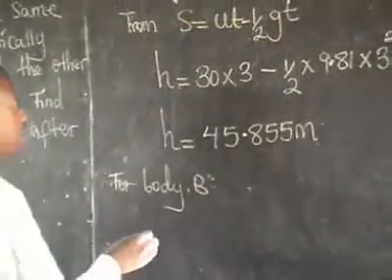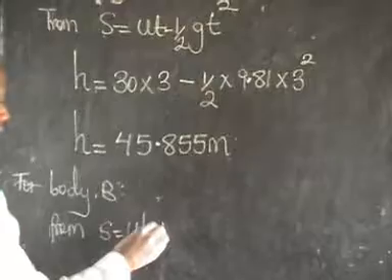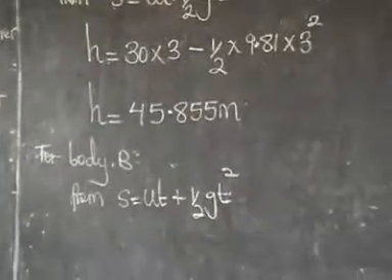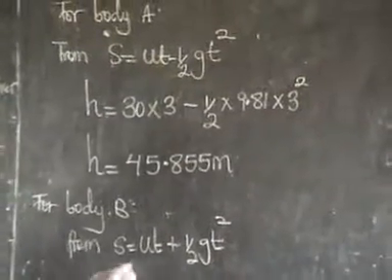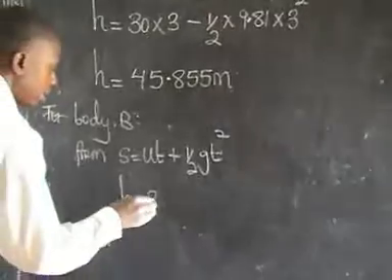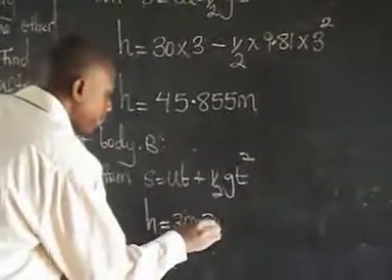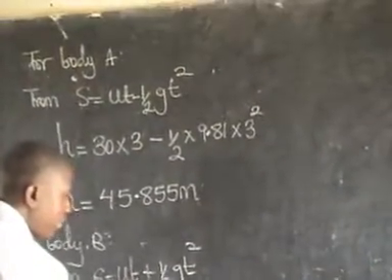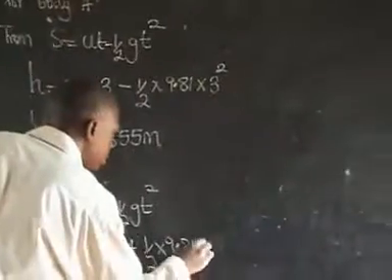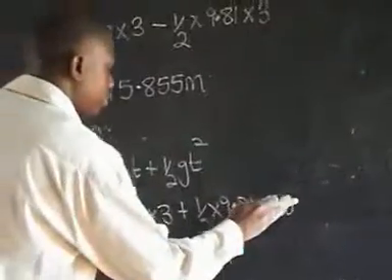So for body B, from symmetry, from s is equal to ut plus a half gt squared, we shall have h is equal to 30 times the time plus a half times 9.81 times 3 squared.